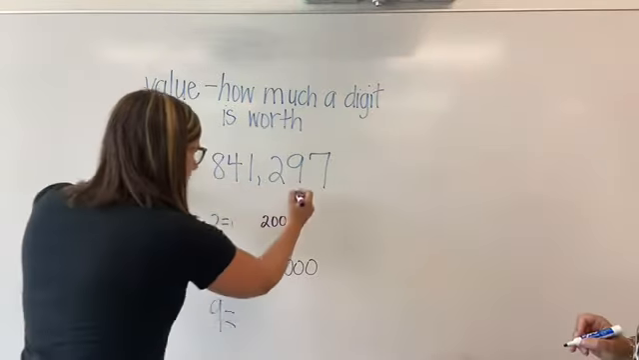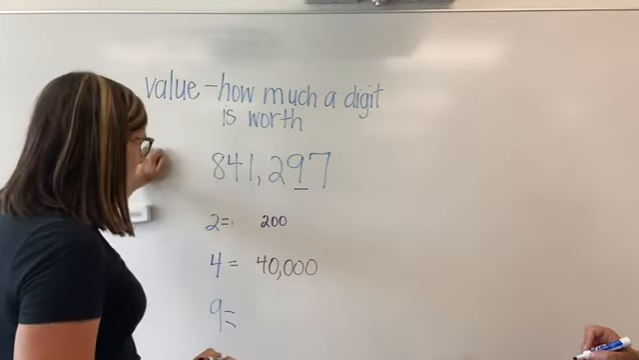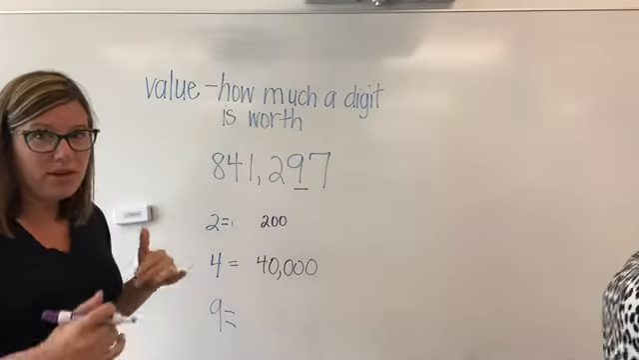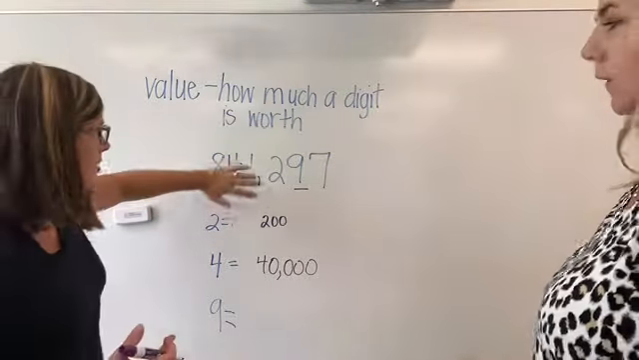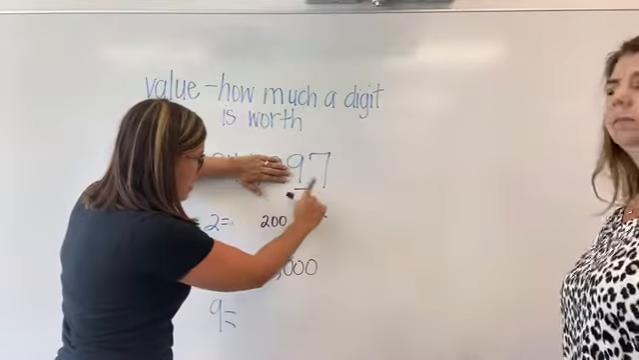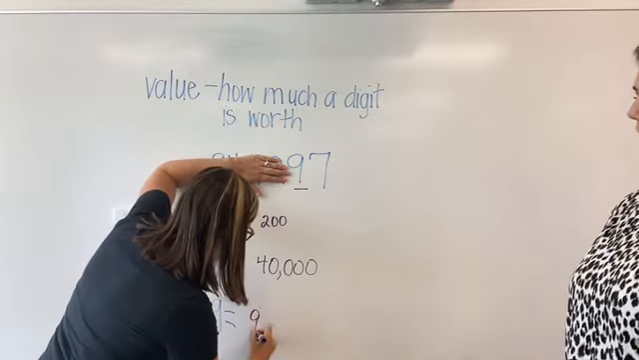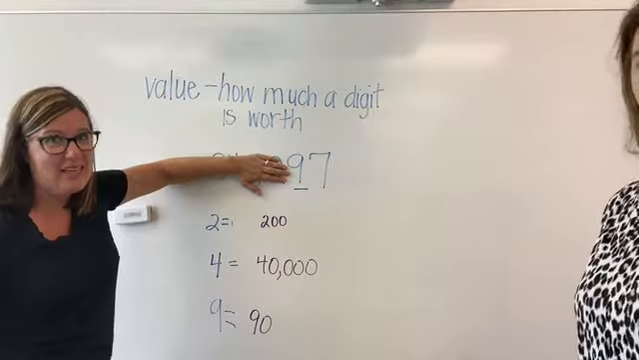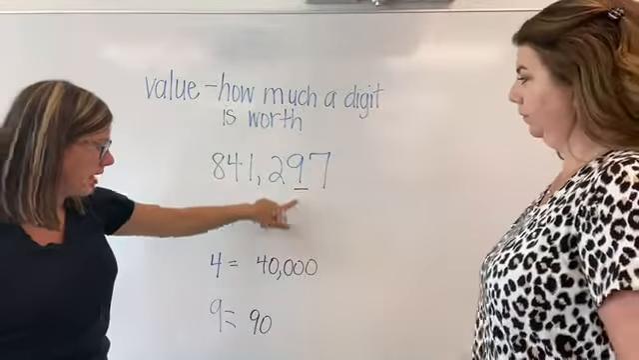Okay, so the 9 is right here. And this time, instead of turning everything to zeros, I'm getting really good at it. So I'm just going to cover up all of these numbers and say, okay, if I kept the 9 and I turned that to a 0, I would be left with 90. So I believe the value of the 9 is 90.